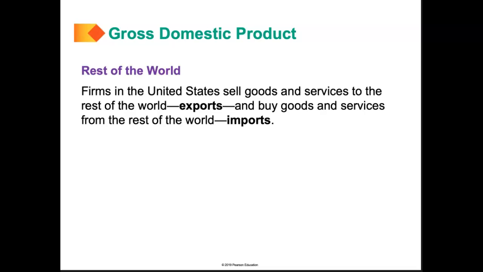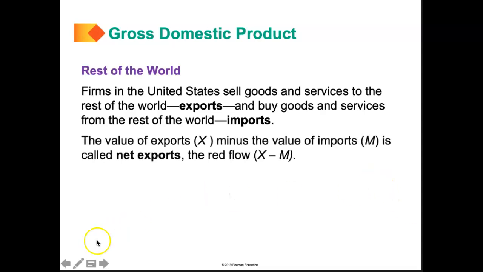If the United States produces Polo Ralph Lauren clothing and sells it to the rest of the world, or foreigners, that is basically an export. And imports is when we buy goods and services made in the rest of the world. In our notation, the value of exports is defined as X, and the value of imports is defined as M.